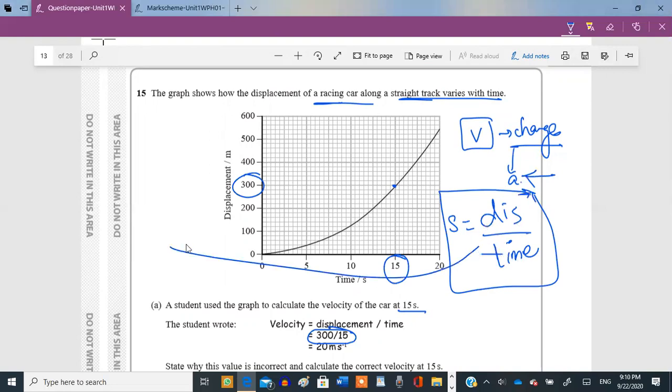This is the s = vt formula, right? Can this be used in the presence of acceleration? No. This is used when there's no acceleration, when acceleration is 0.